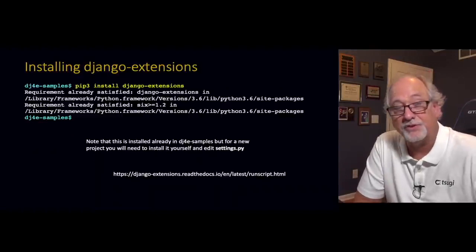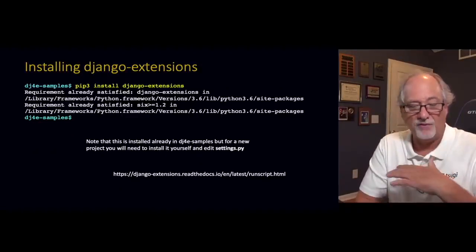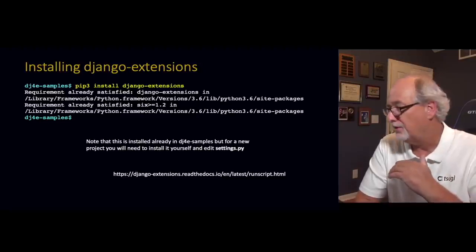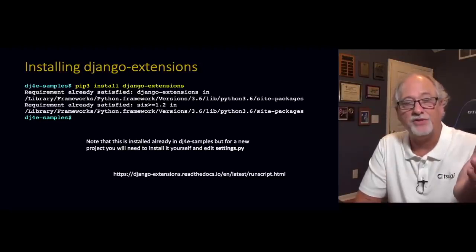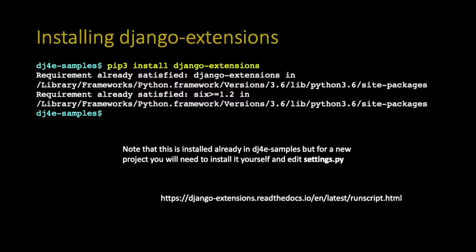Now, running scripts is part of a feature of Django called the Django extensions. If you've already done this when you installed DJ Free Samples and you ran pip3 install -r requirements.txt, you already put this in. But it doesn't hurt to go into your virtual environment and type pip3 install django-extensions and make sure it's already there. Because if it's not already there, then it will get installed. Otherwise, this whole script thing won't work, right?